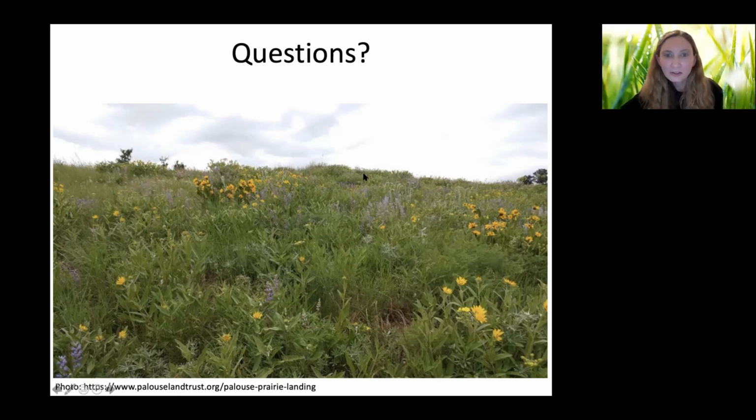Why are there circular areas where cheatgrass does not grow while it is prominent nearby? I have no idea. That would be a great question. We could collect soil samples and see if it has anything to do with soil organisms. That's a great observation.